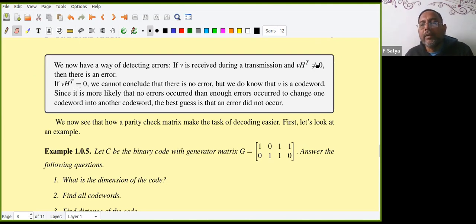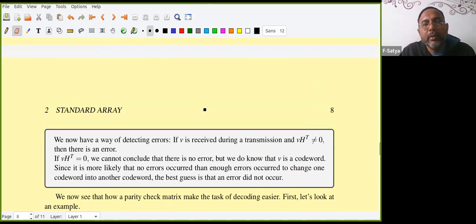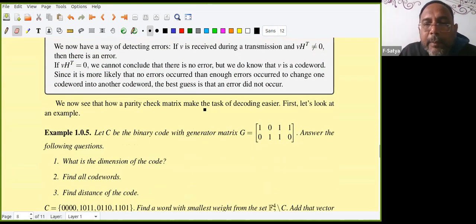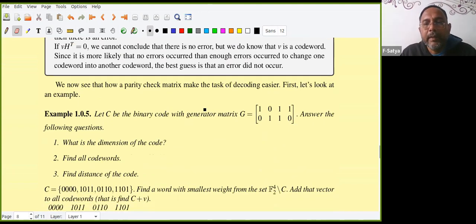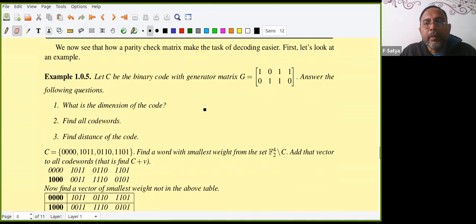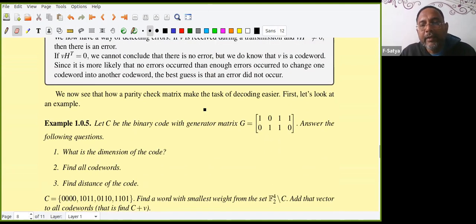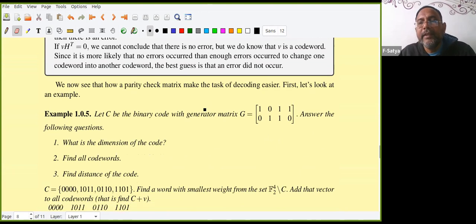But if it is not equal to 0, surely I can tell, right? So that is the advantage now, once this theorem is over. Code words are in a null space. Because of that, I'll get this, okay. Now we'll see some examples to understand how the parity check matrix makes decoding easier.